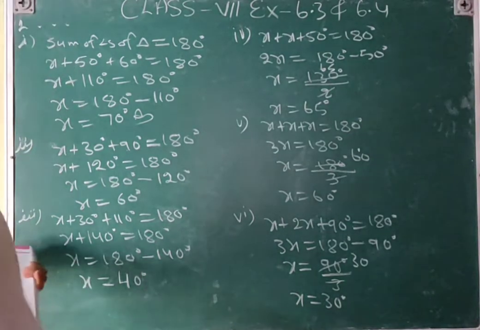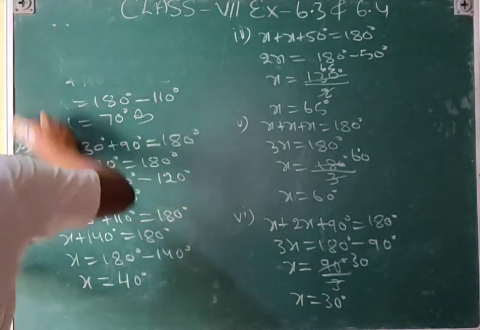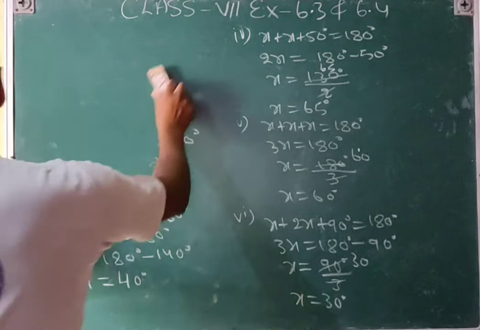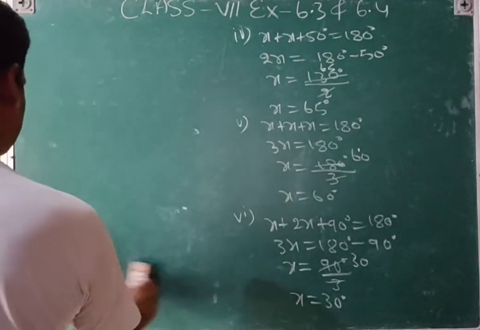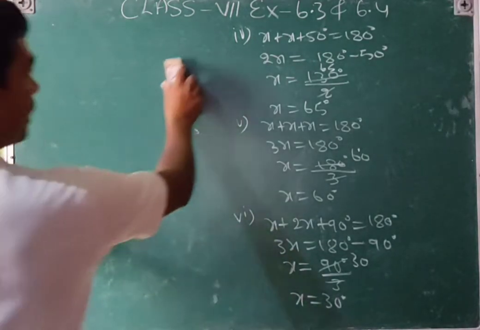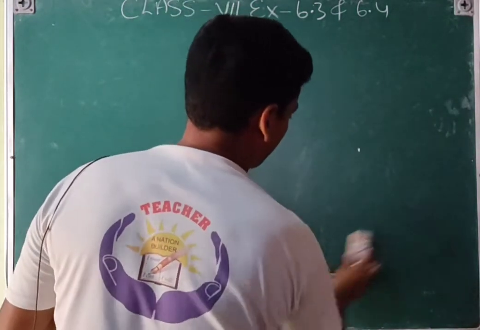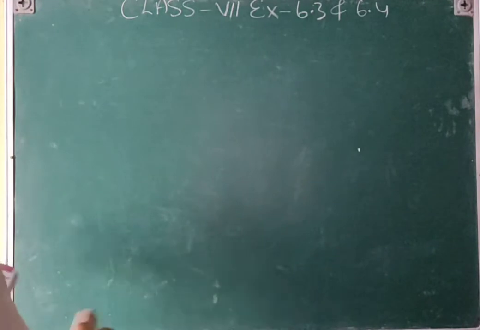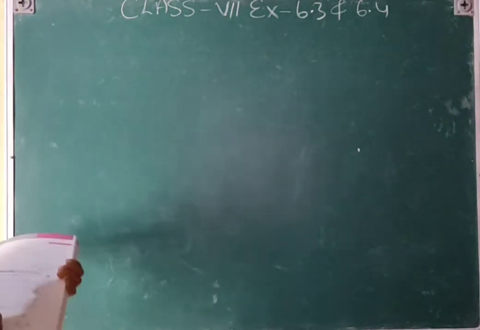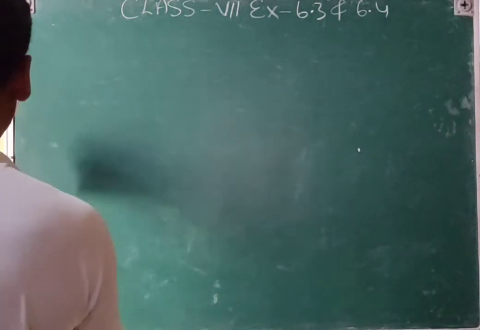And then the second question. This is also like these questions: here we will apply the exterior angle property and the sum of angles of a triangle property also. It means exercise 6.3 property and 6.4 property we will apply here.